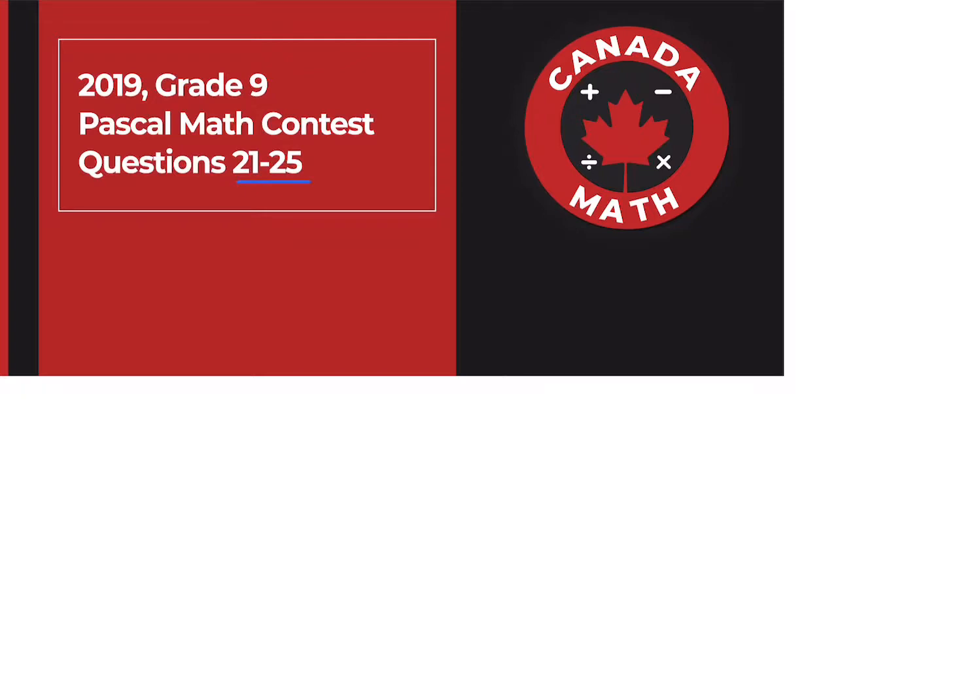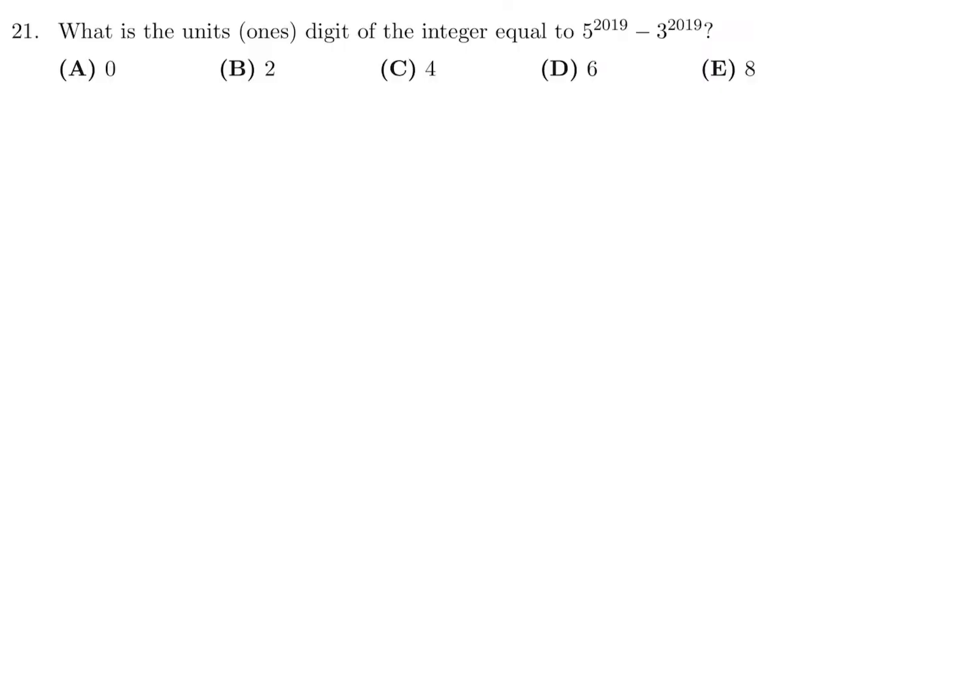Questions 21 through 25 on the 2019 Grade 9 Pascal Math Contest. What is the units digit of the integer equal to 5 to the power of 2019 minus 3 to the power of 2019? Well, let's talk about the units digit of powers of 5.